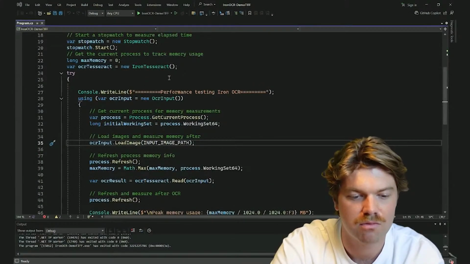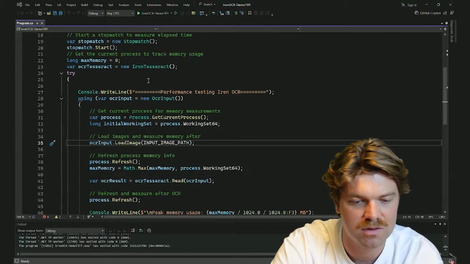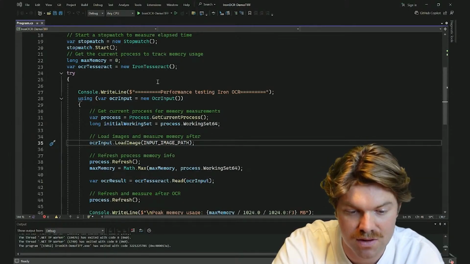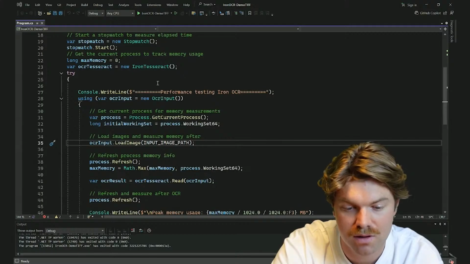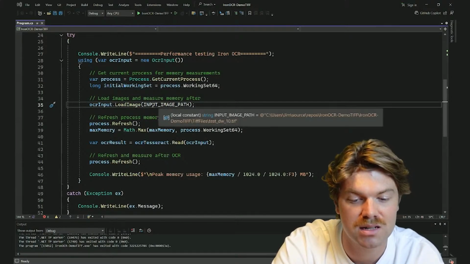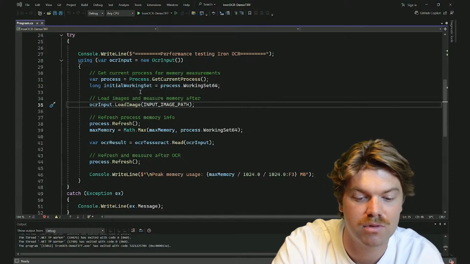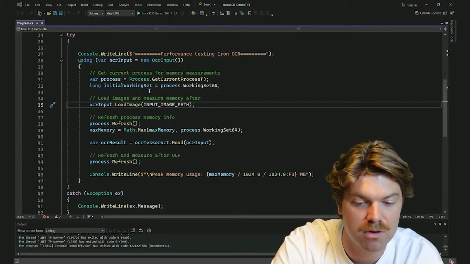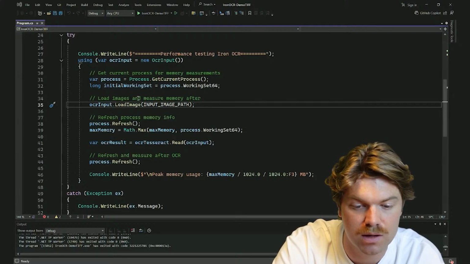So here is our real-world example of the improvements that have been made. I'm going to run this code in both the 2025.7 version and the 2025.9 version, where the improvements have been made. We'll be loading a 10-page TIFF file and reading that TIFF file, and then tracking the memory as we go, so tracking the performance as we go.